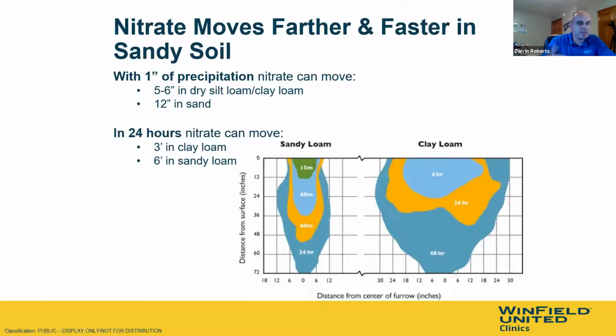So as far as movement of nitrate in particular in that soil, if we're dealing with a sandy soil, we get an inch of rain, it can move about 12 inches down in that soil. If we're dealing with a loamy soil or a heavier textured soil, it'll still move about 6 inches. So it really drives home the point that it doesn't take much precipitation to really move that nitrogen after it's been converted to nitrate.